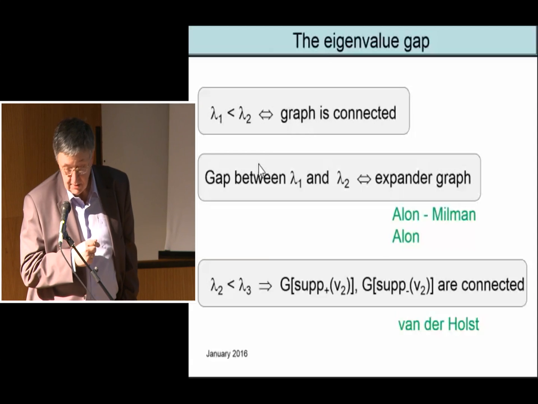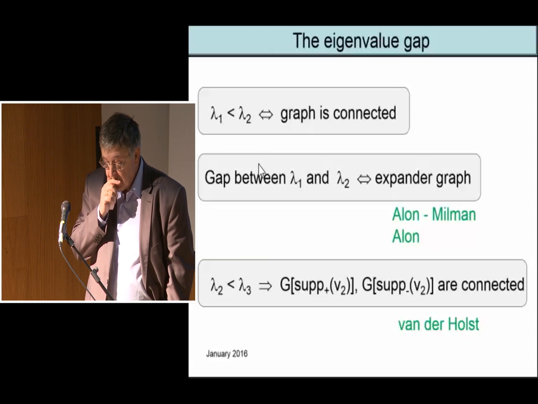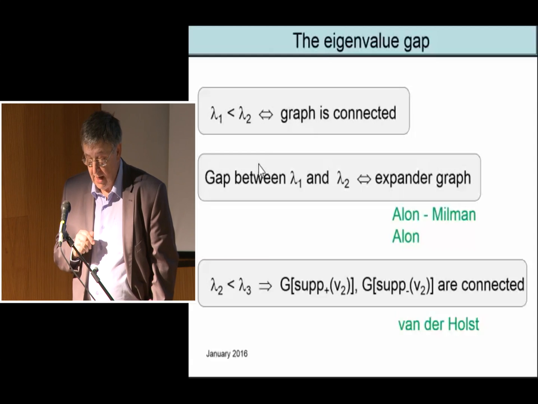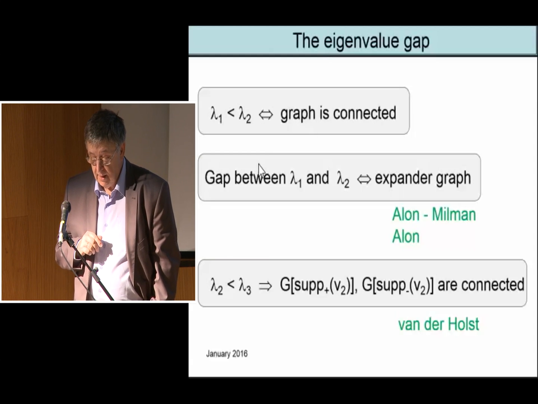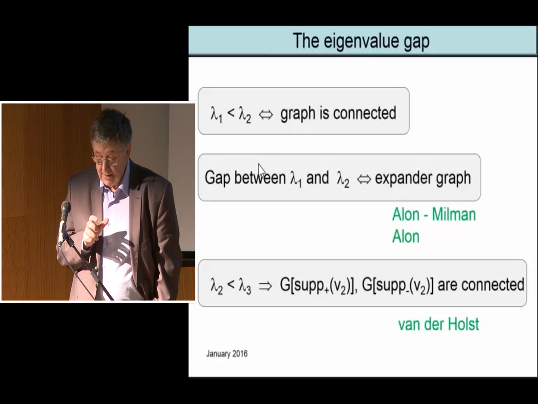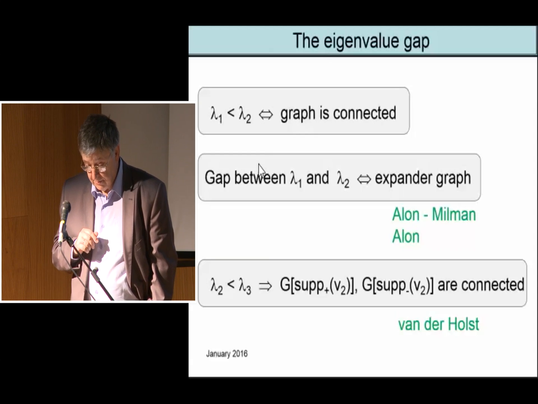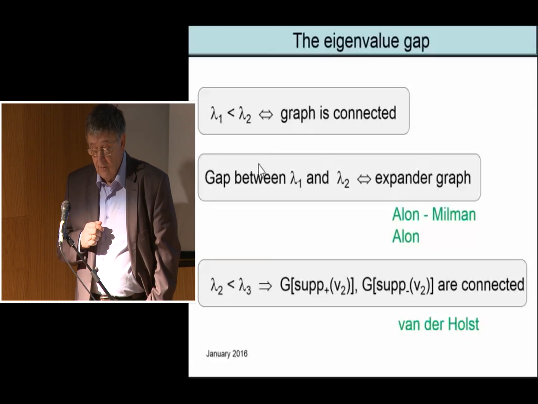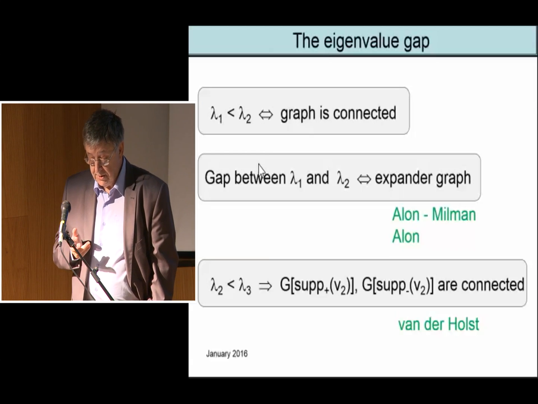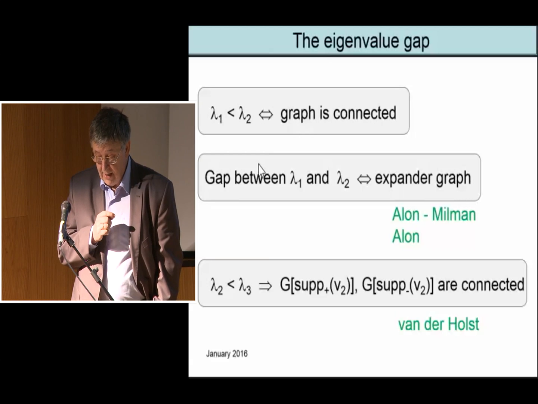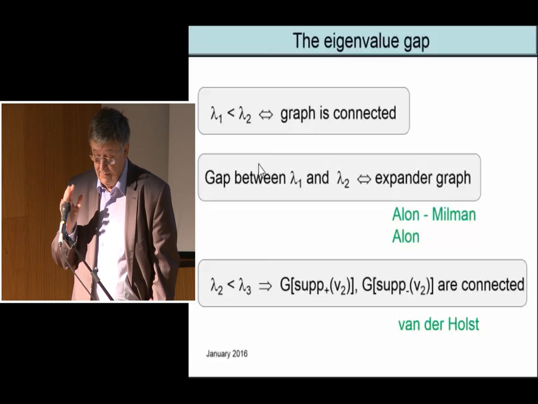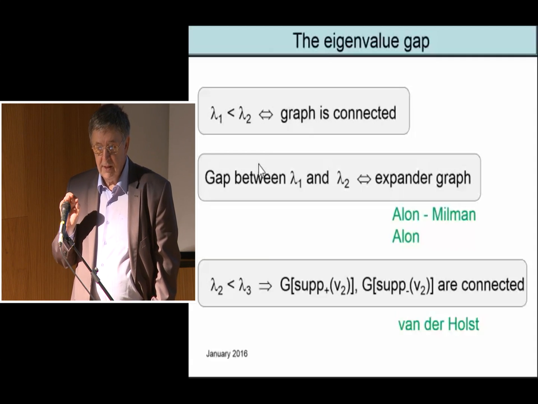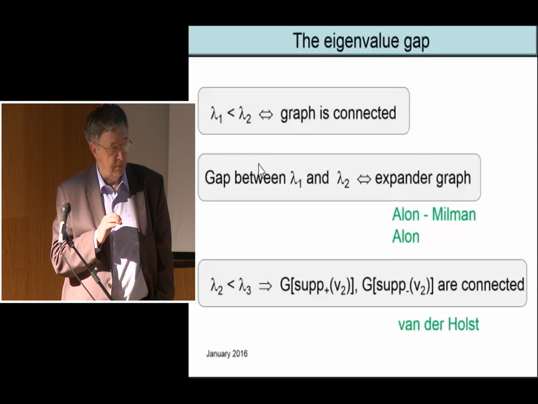And now I'm coming back to the graph again. So we know that lambda 1 is less than lambda 2 if and only if the graph is connected. And we also know that the gap is big if and only if it's an expander graph. Now what happens if the next gap is big? Well, by Davis-Kahan we know that in this case the eigenvector is essentially unique. That means that lambda 2 has multiplicity 1, so we can forget about this condition on minimal support.